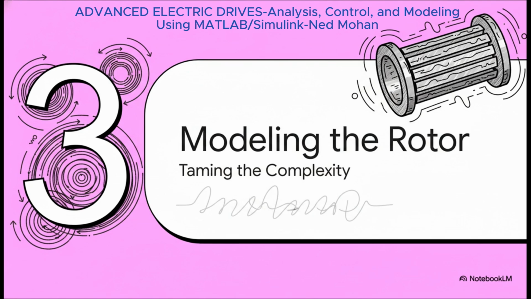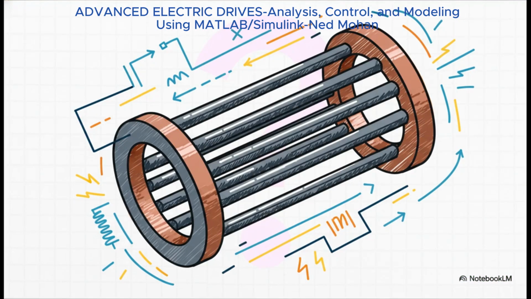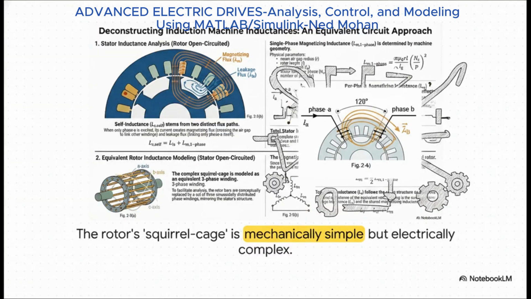The really common squirrel cage rotor, well, it presents a bit of a modeling challenge. I mean, seriously, look at this thing. It's not a nice, neat set of windings. It's just a bunch of conductive bars all shorted together by end rings. How in the world do you turn that into a clean circuit model with inductances we can actually calculate? This diagram here shows you the physical reality. Mechanically, it's brilliant, it's robust, it's simple, but from an electrical modeling point of view, it's a real puzzle.